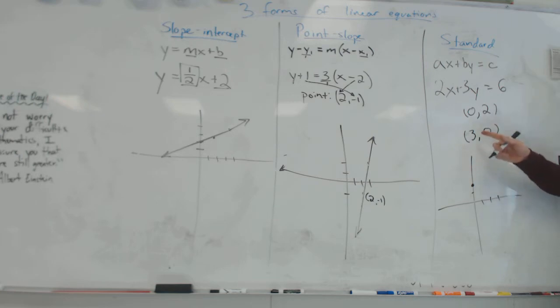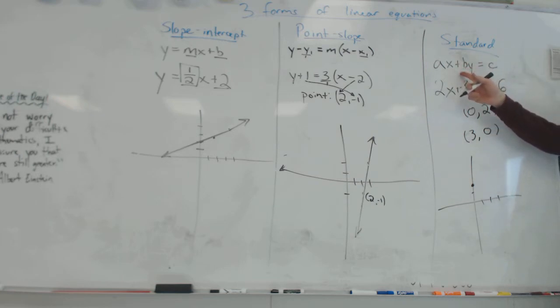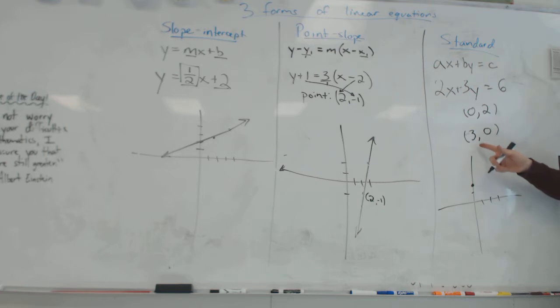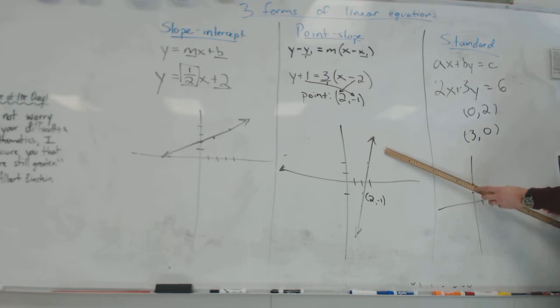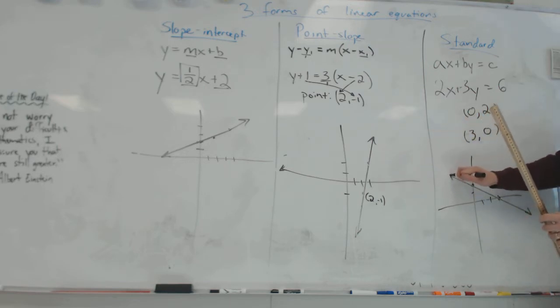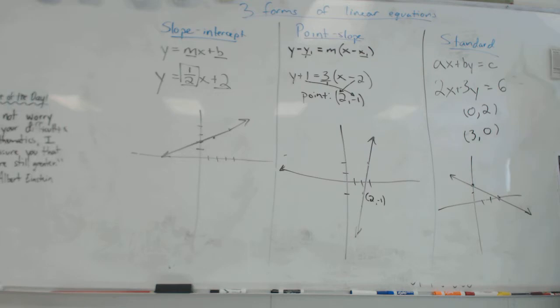Your points will always be on the axis when you're using standard form. The other point, 3 comma 0, is right here. And that's it. You don't use the slope in this type of graphing. Okay? So I'm just going to connect those 2 points and make a line. Cool. It is cool. It's easier than point slope.